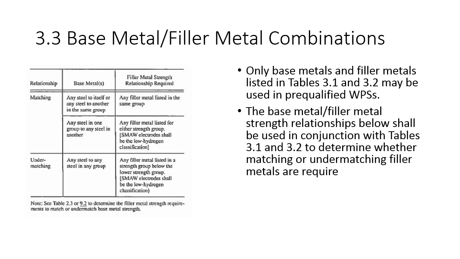Any steel to itself, then you use a matching filler metal. Any steel in one group to any steel in another group, you're going to use any filler metal listed for either strength group. So there's some things you need to figure out. I don't know everybody's situation or what you're trying to weld, but this is one of the areas that you use to figure out what you're going to do if you're welding filler materials or base metals together that aren't matched up.